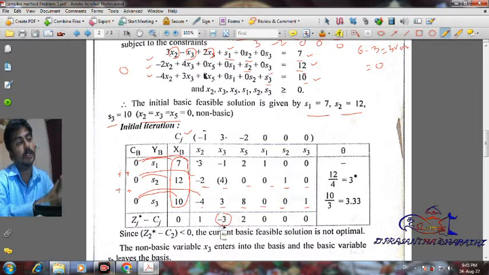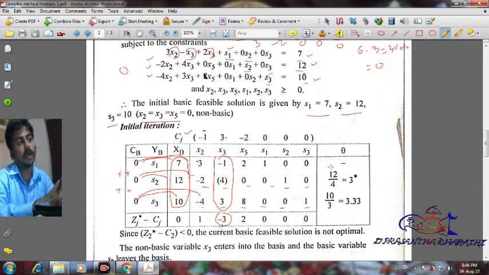Since this is most negative, if we are having another negative element, we want to choose the most negative. If we are having two negative elements as equal, we want to choose either of those two equal negative elements. So here 3 is the only negative element, so we are choosing this as our pivot column.